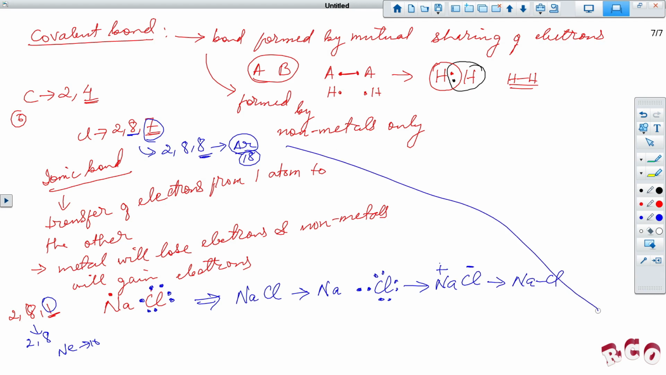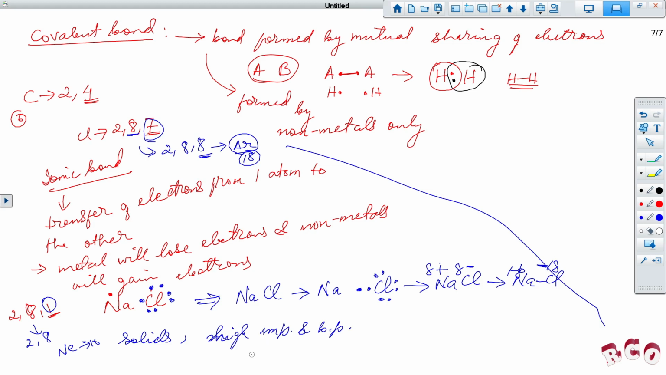Ionic bond means there will be a positive and negative charge. So this is about the ionic bond. Most ionic compounds are solids. Why are they solids? Because the bond is very strong, and if their bond is very strong, it will have a high melting point and boiling point.